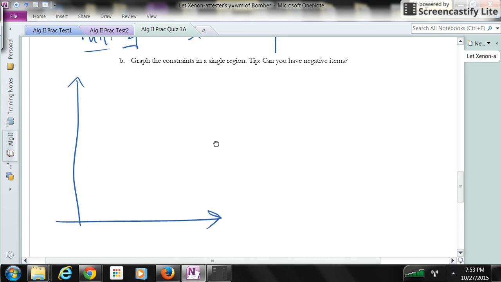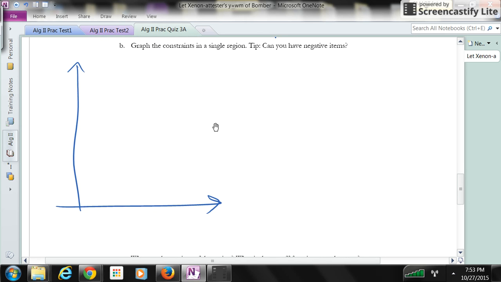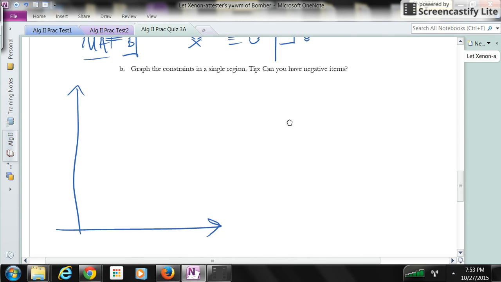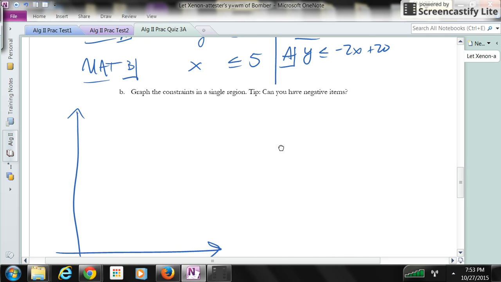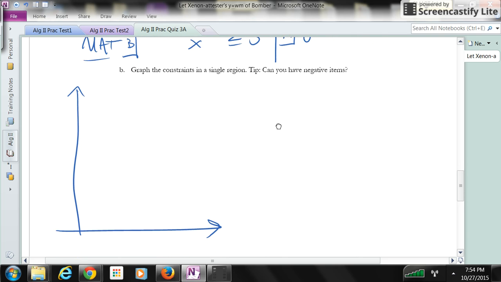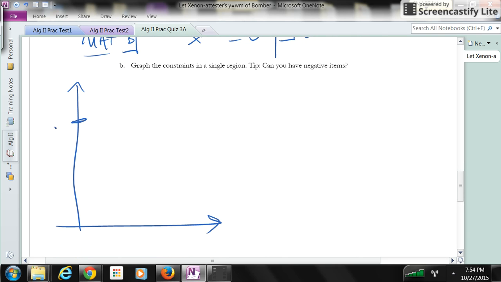All right. Graph the constraints in a single region. You have negative items. That's an interesting question. We'll start with the constraint A. Look back at it again. y is negative 2x plus 20. So we're starting off at 20. There we go. Slope of negative 2, that means down 2 over 1 or down 20 over 10.